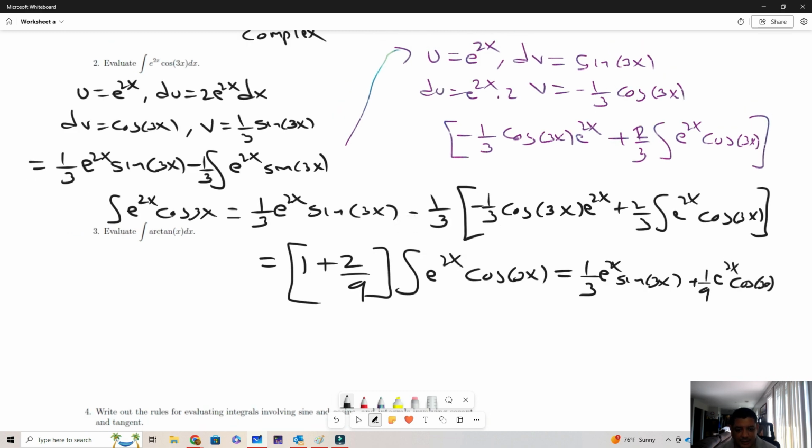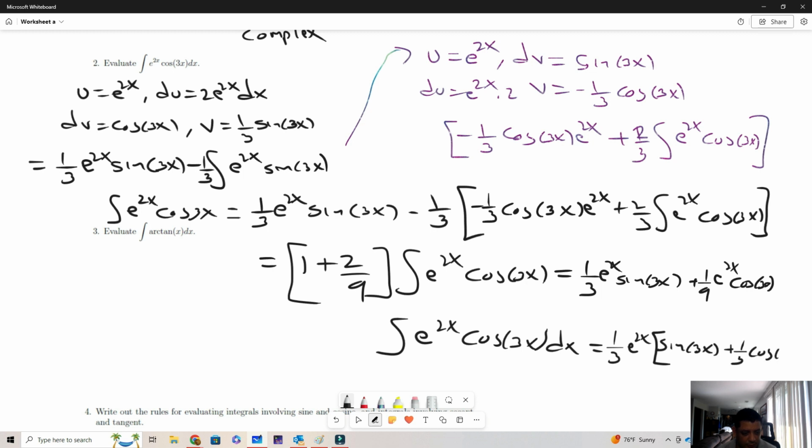And so last, when you're trying to find out what the integral is, you have that the integral of e to the 2x cosine of 3x dx is equal to, and let me factor this, 1/3 e to the 2x factor, sine of 3x plus 1/3 cosine of 3x. And then down here, I'm going to divide by this. This is 9 over 9, so 11 over 9. So I'm dividing by 11 over 9. And that pretty much is what it is.